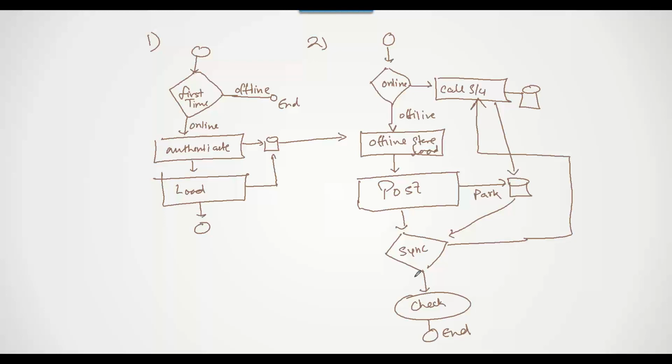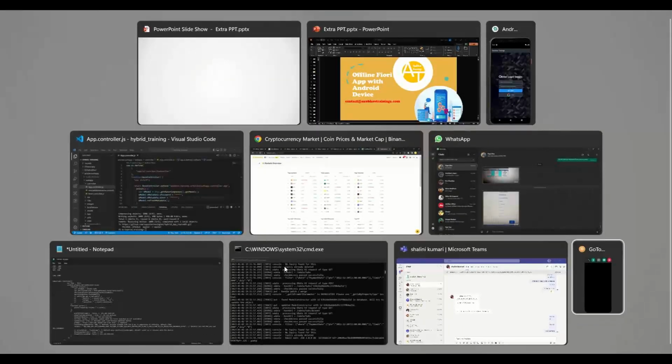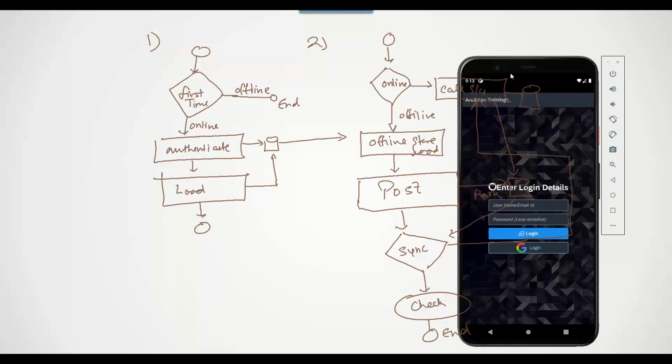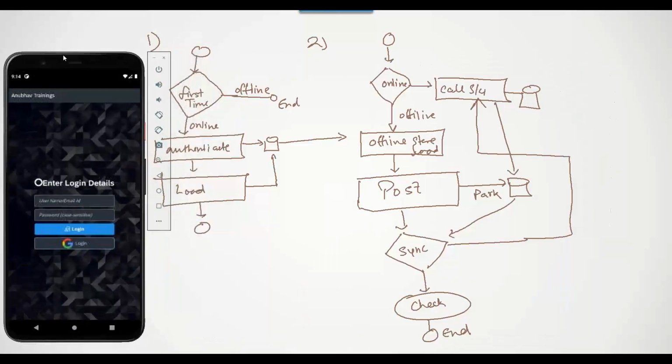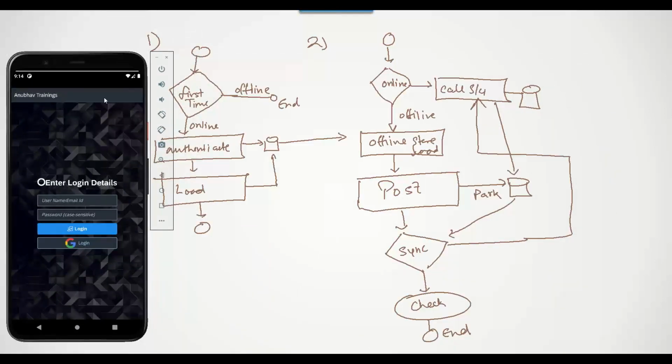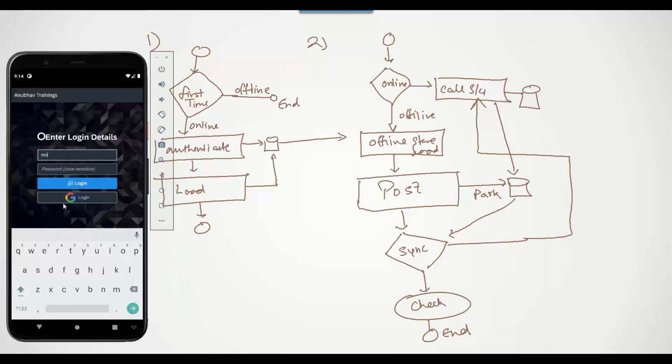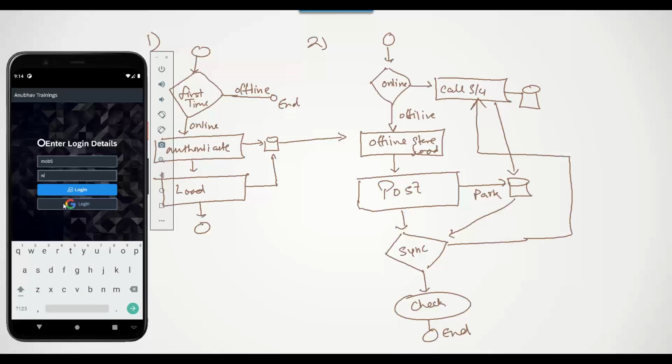So let me demonstrate the demo over here in the system. We have already built an offline application. So let me start my Android application, which is built in offline mode. You can see here, currently the device is online. And I'm just going to log in to my application.